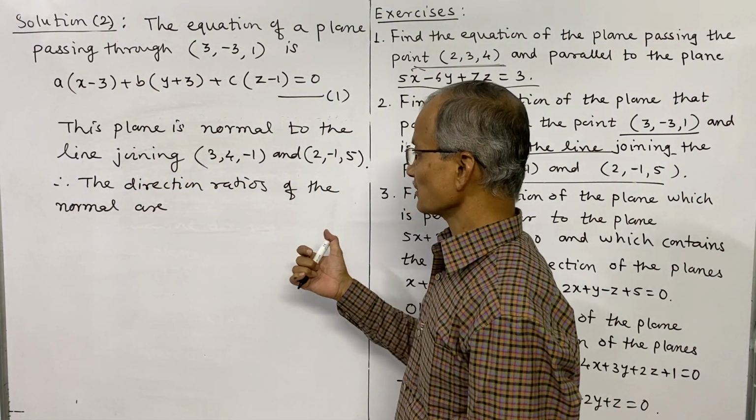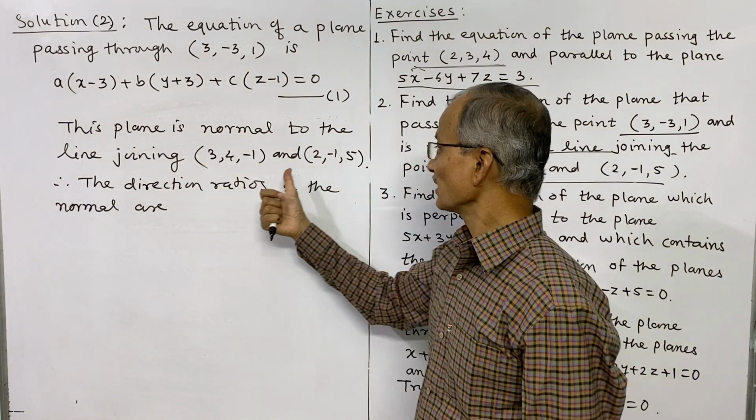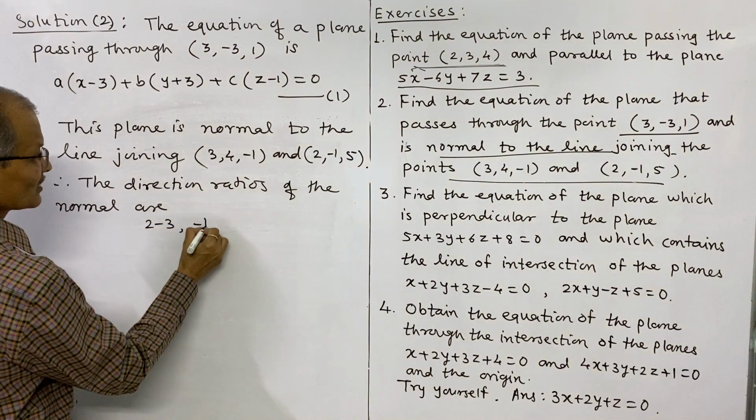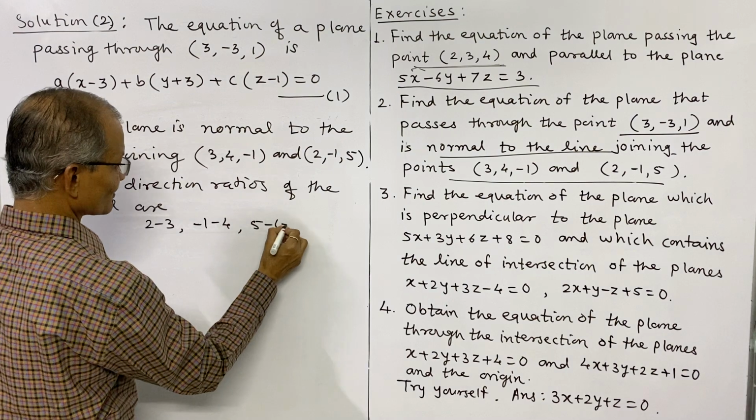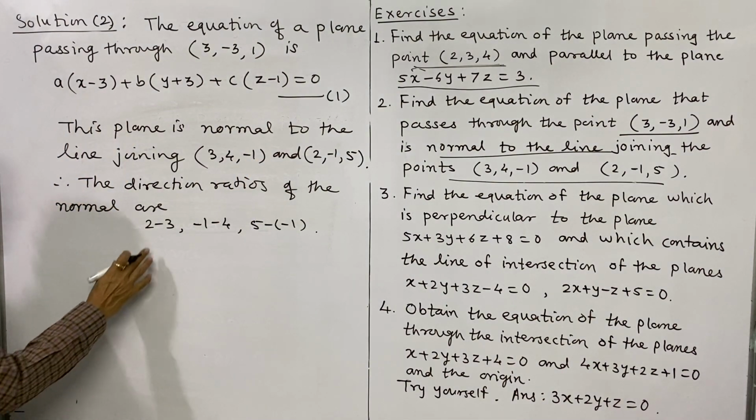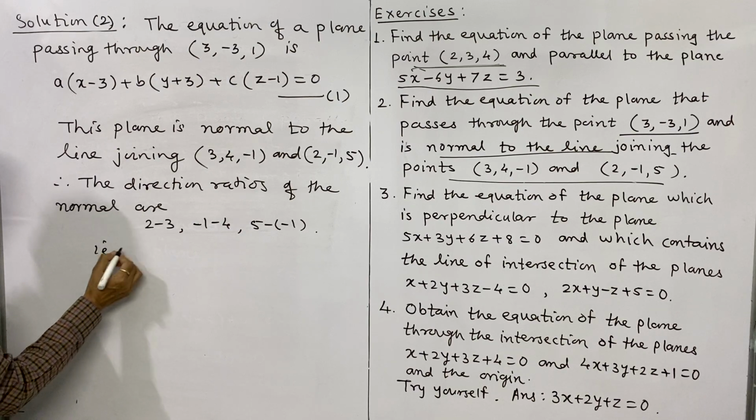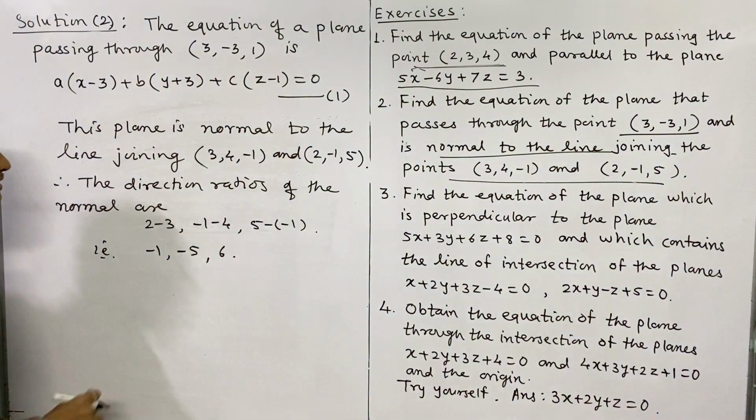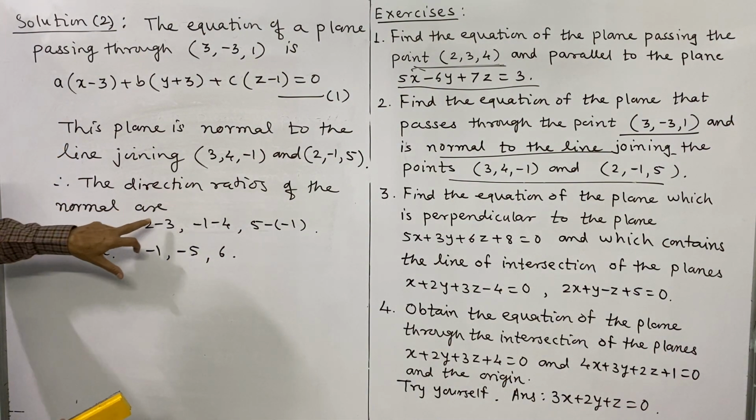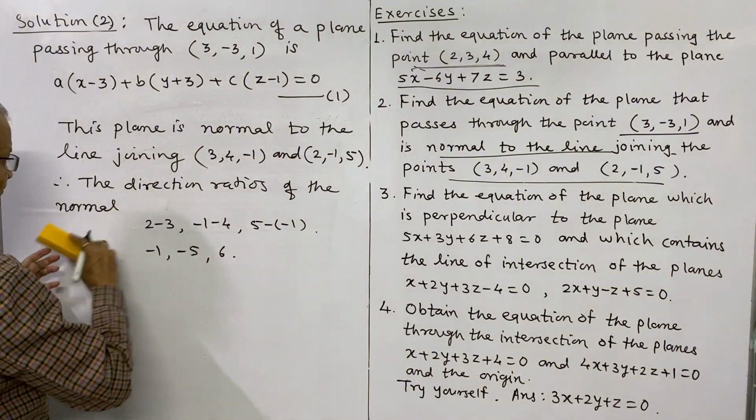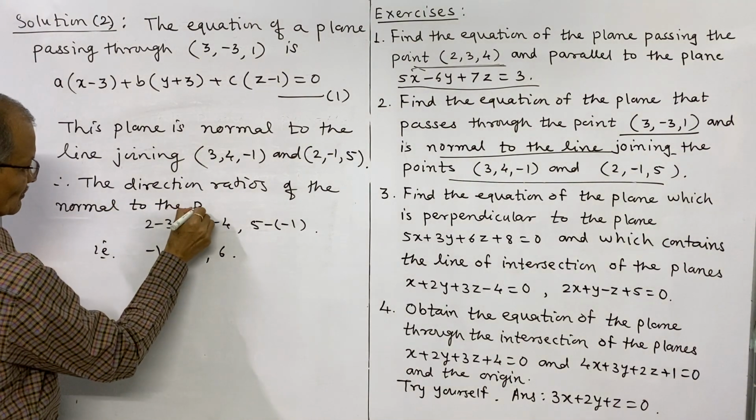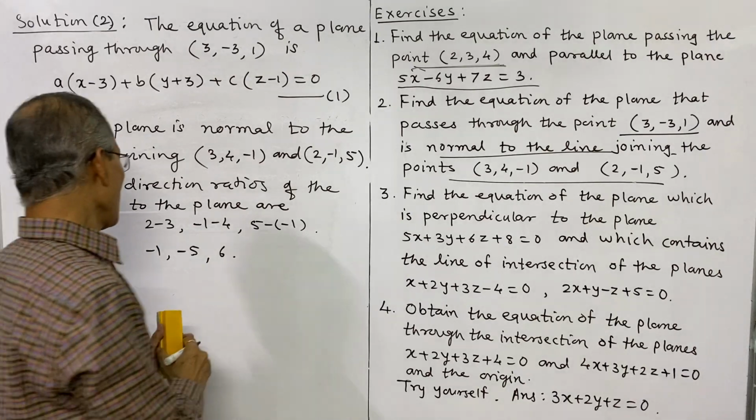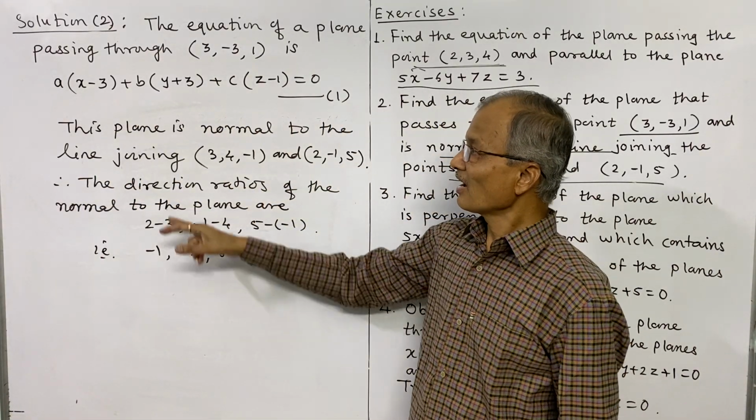We consider the subtraction of coordinates x2 minus x1, that is 2 minus 3, then minus 1 minus 4 and 5 minus 1. The difference of the x coordinate, y coordinate and z coordinate gives the DRs: negative 1, negative 5 and 6. So these are the DRs of the normal to the plane. But what are the DRs of the normal? They are a, b, c.